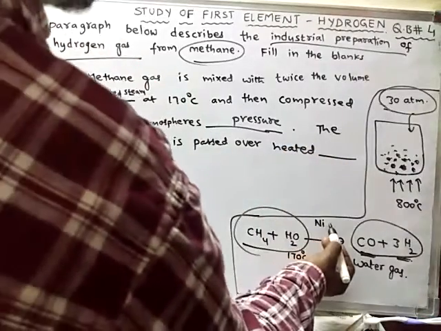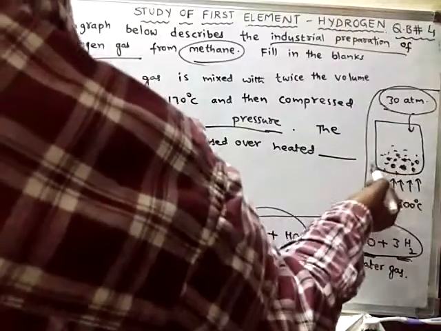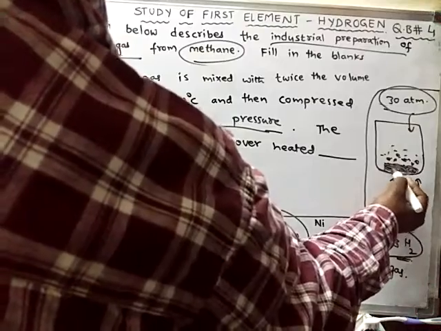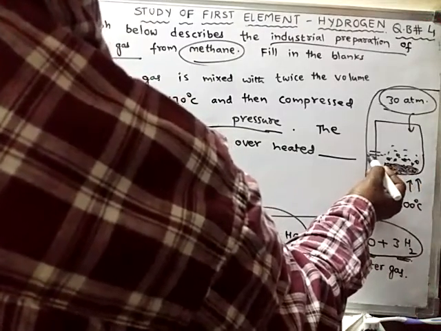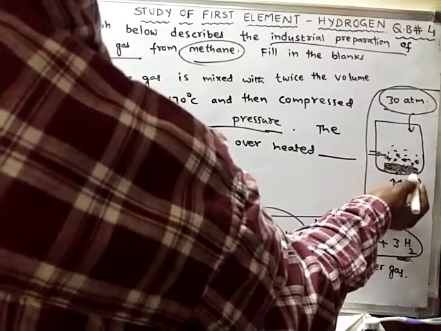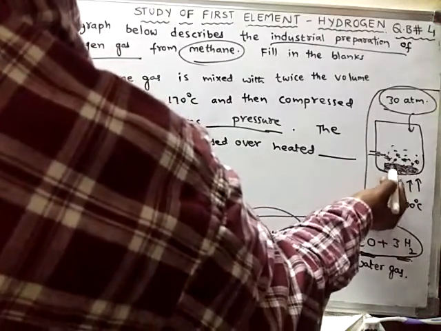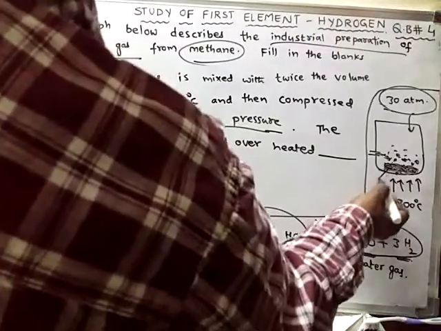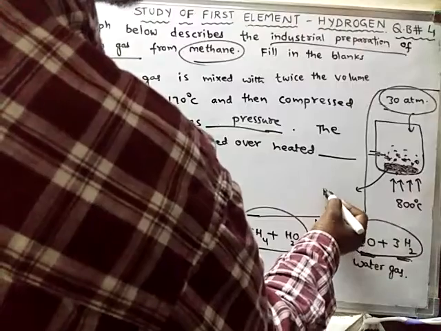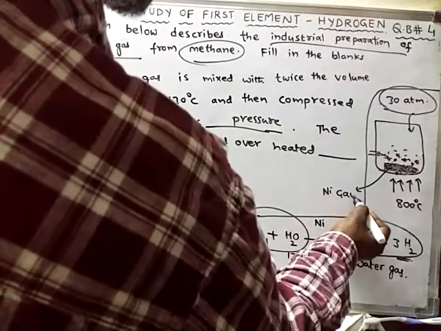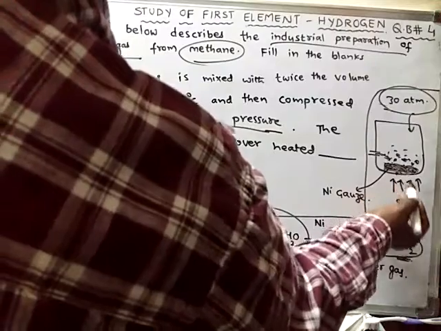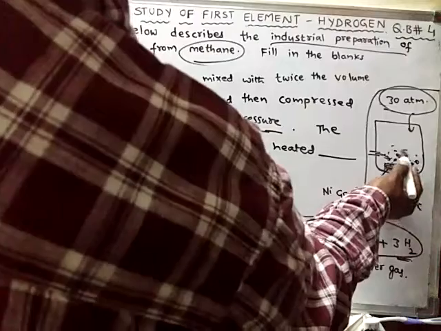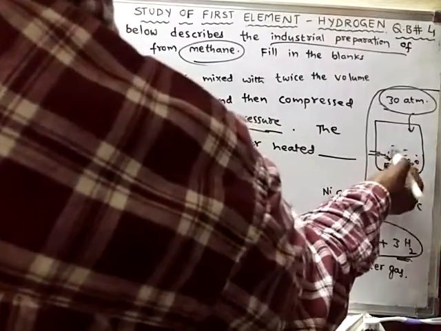So here this mixture is passed. Actually, here there is nickel gas. So this mixture is prepared outside only, and that mixture is passed into this nickel gas. Initially this container is not having any mixture, so it is having nickel gas. Nickel gas means nickel wire. This nickel gas is heated to 800 degrees centigrade, and then this mixture is sent into this container.